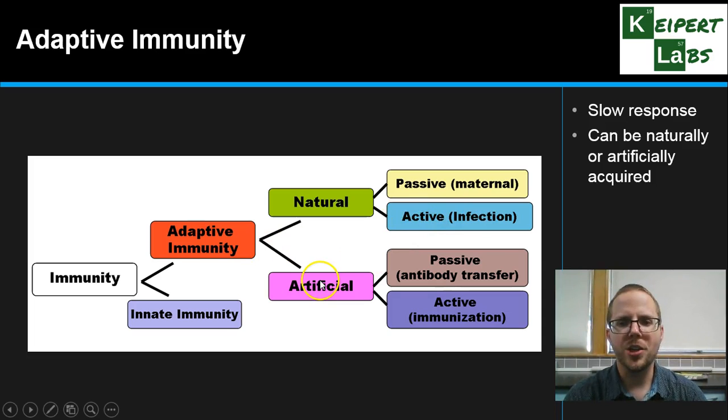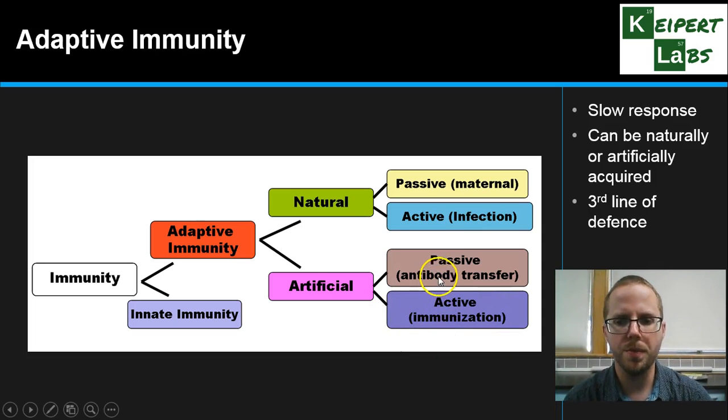Artificial is where we actually encourage the body to develop this immunity. Passive is by the transfer of what we call antibodies, these things that help to trigger the right response. And then active adaptive immunity is the concept of immunization. We're going to cover that towards the end of the video. So we call this the third line of defense.